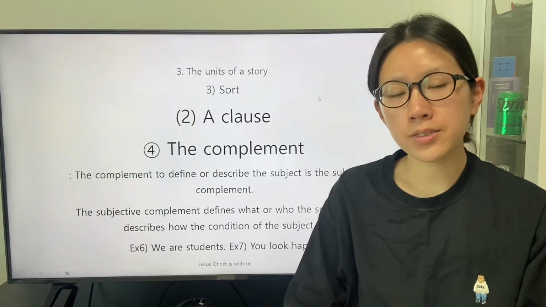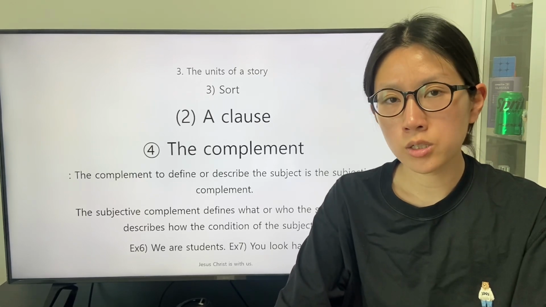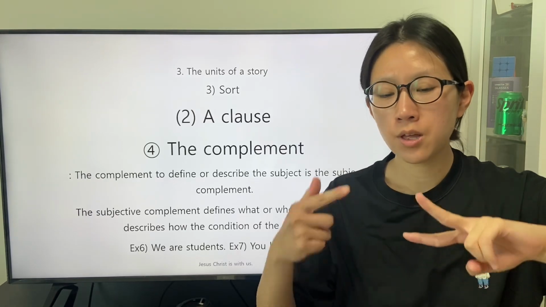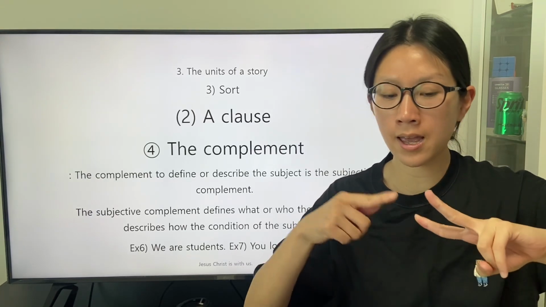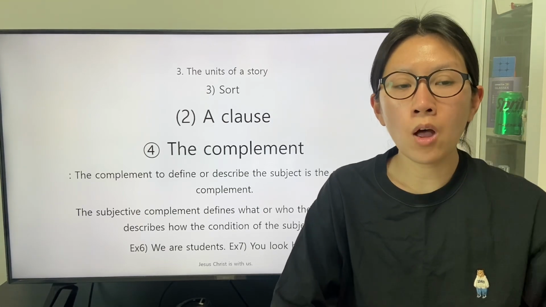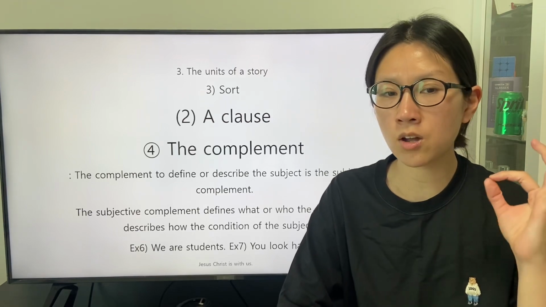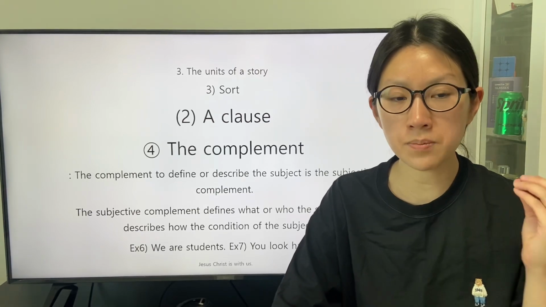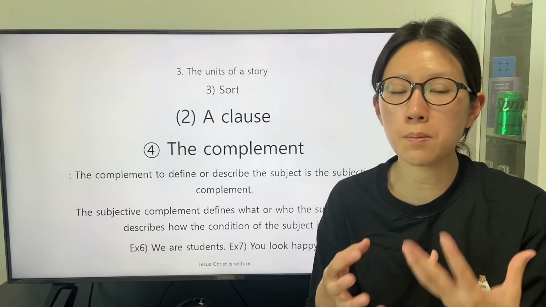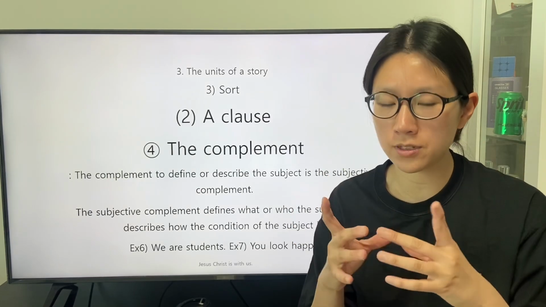From now on, we will study about the complement. There are two sorts of the complement, the subjective complement and the objective complement. The complement to define or describe the subject is the subjective complement. The subjective complement defines what or who the subject is, or describes how the condition of the subject is.